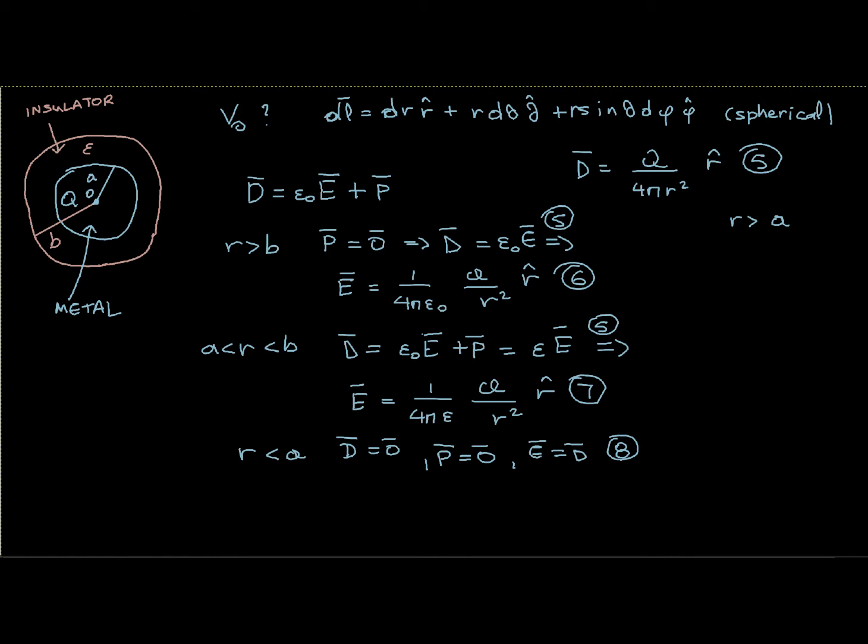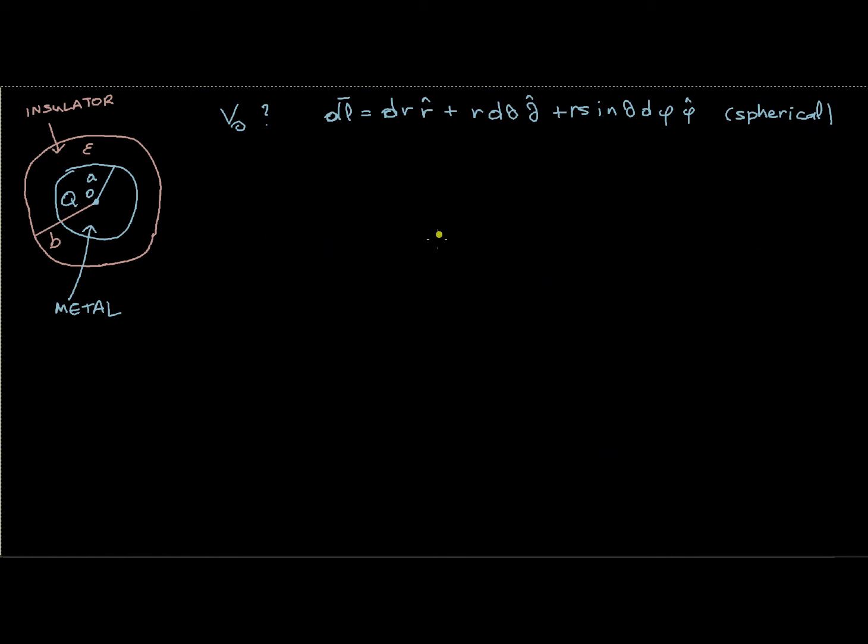Alright, let's move on to finding the potential difference. I need to find V naught, which by definition is V naught minus V infinity. So I have minus the path integral from infinity to O, the center of the sphere, of E dot dl.